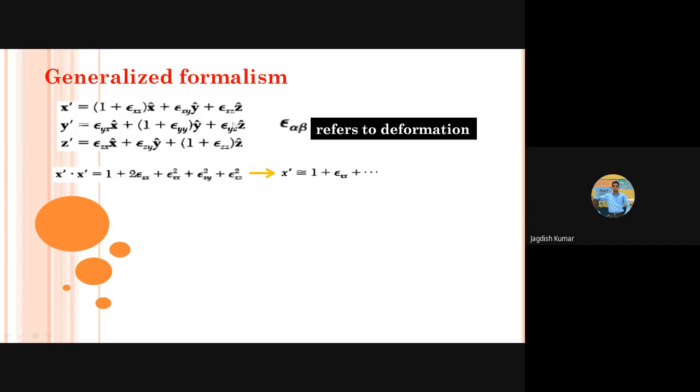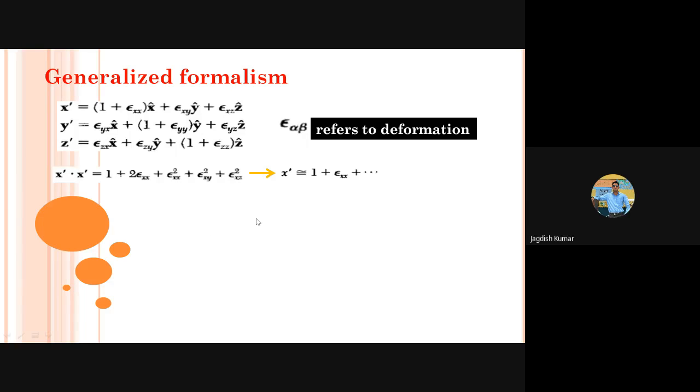So what will be x dash dot x dash? That now you can take self product here. So what will this be? This will be 1 plus epsilon xx whole square. Right, so that we can write down 1 square plus epsilon xx square plus 2 into epsilon xx. So that is why this term, and then epsilon xx square, then this will be giving this, and so on.